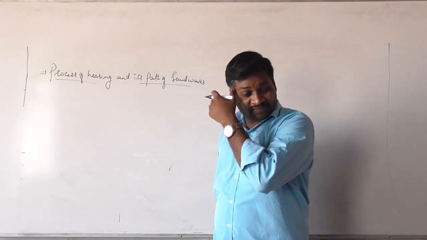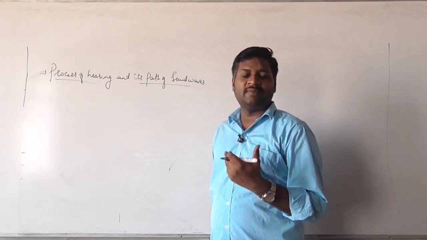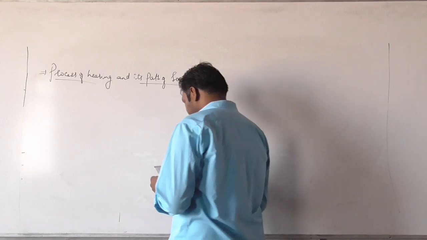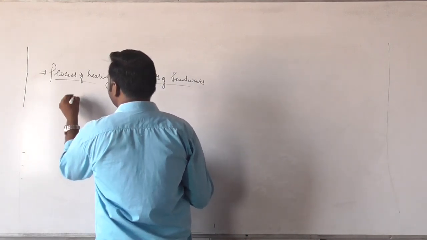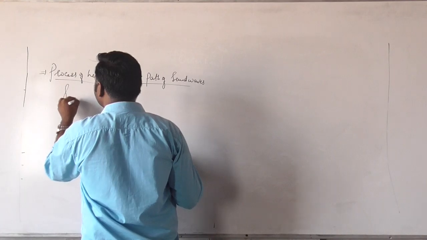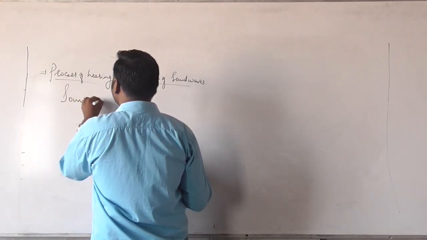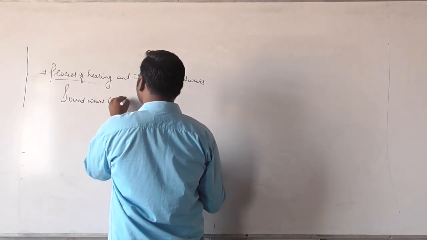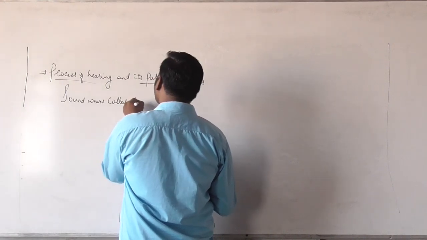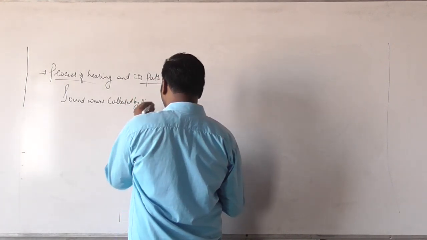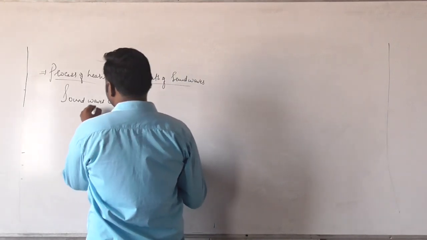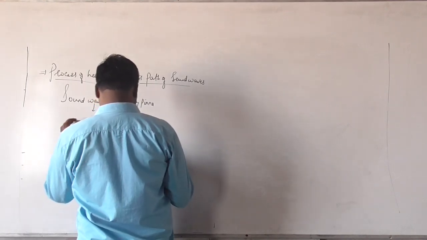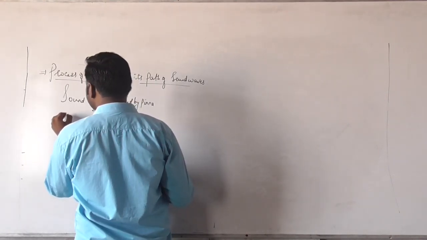Because while writing or solving the questions, you may get some difficulties. Difficulties can be solved easily with the help of the flowchart. Okay, so here, sound waves are collected by the pinna. Okay, then the sound waves move towards the external auditory meatus.